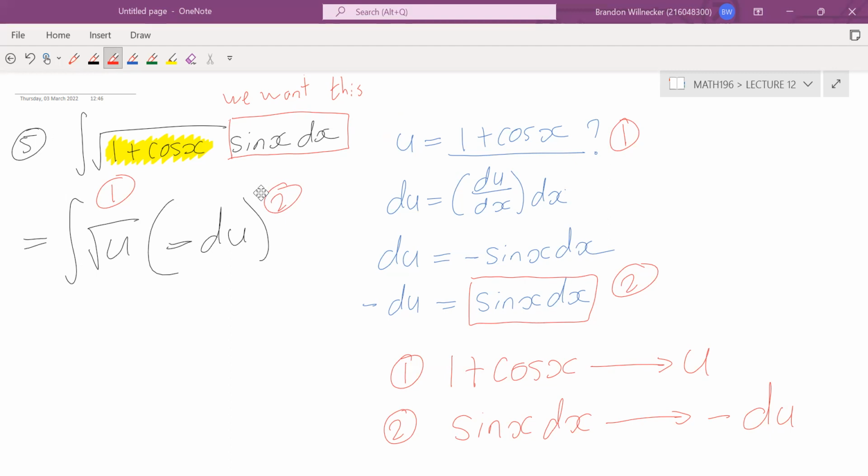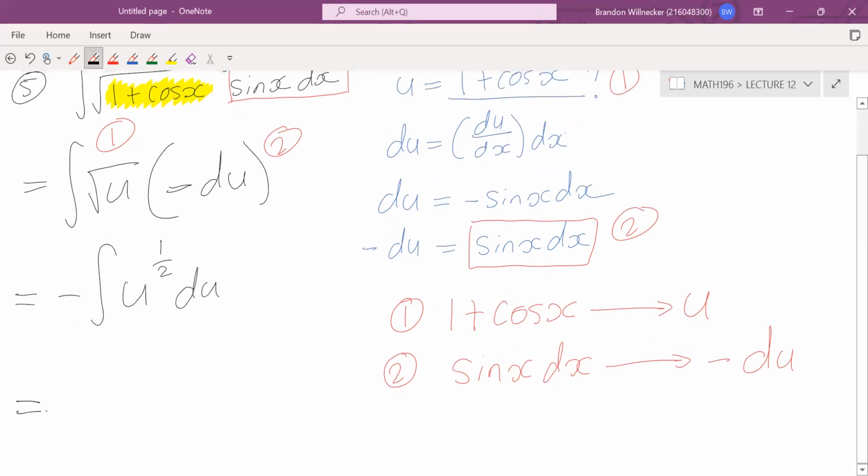Okay, so it's not too bad. Let's make this look a bit nicer. So we can take the minus out, and then the square root of u, we can write as u to the 1/2. Because remember, it's always easier working with powers than it is working with roots. So same thing as always. We add 1 to the exponent, so then it becomes 3/2. But then we need to divide by 3/2, which is the same thing as multiplying by 2/3. Then we have u to the 3/2, and don't forget your plus c.